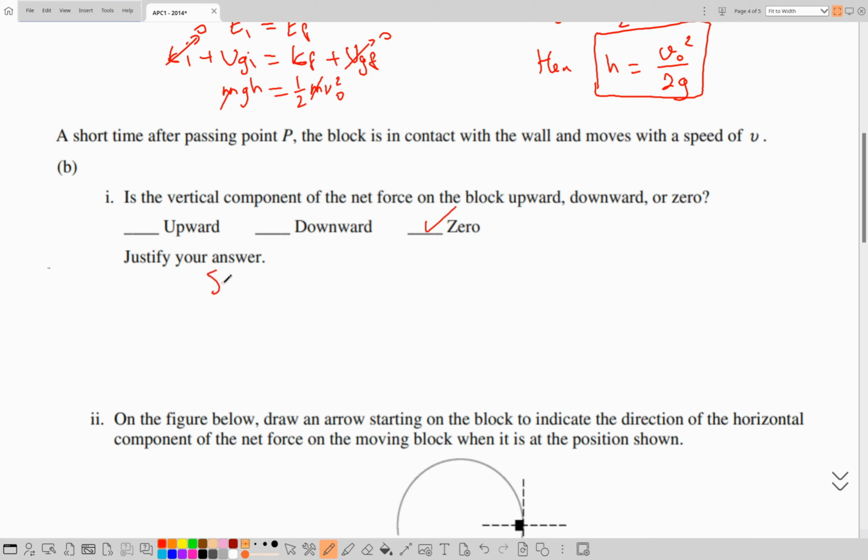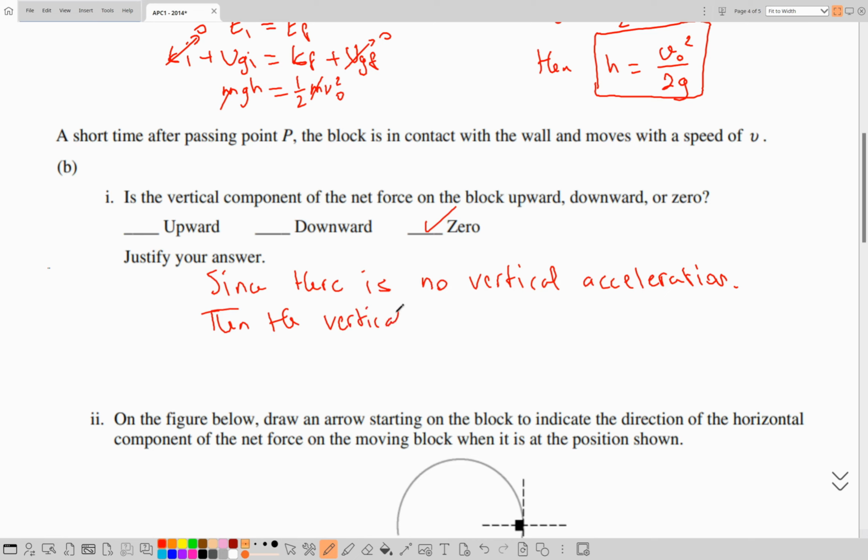Since there is no vertical acceleration, the vertical component of the net force is 0.